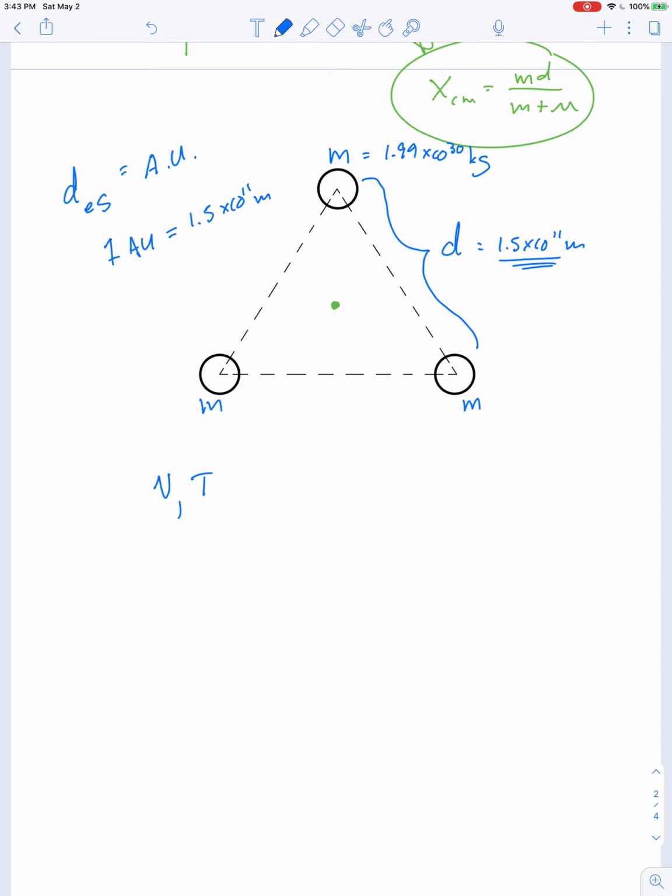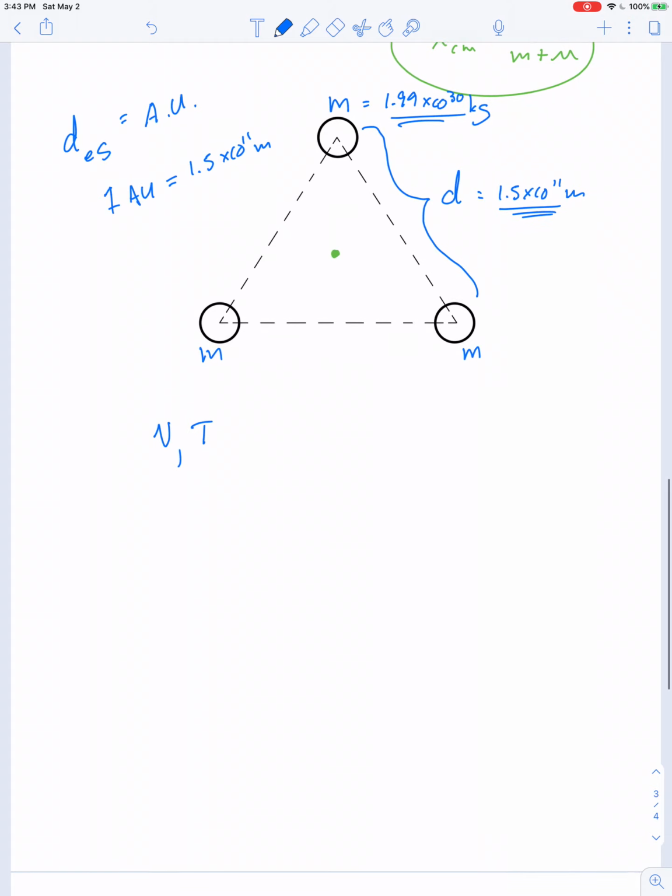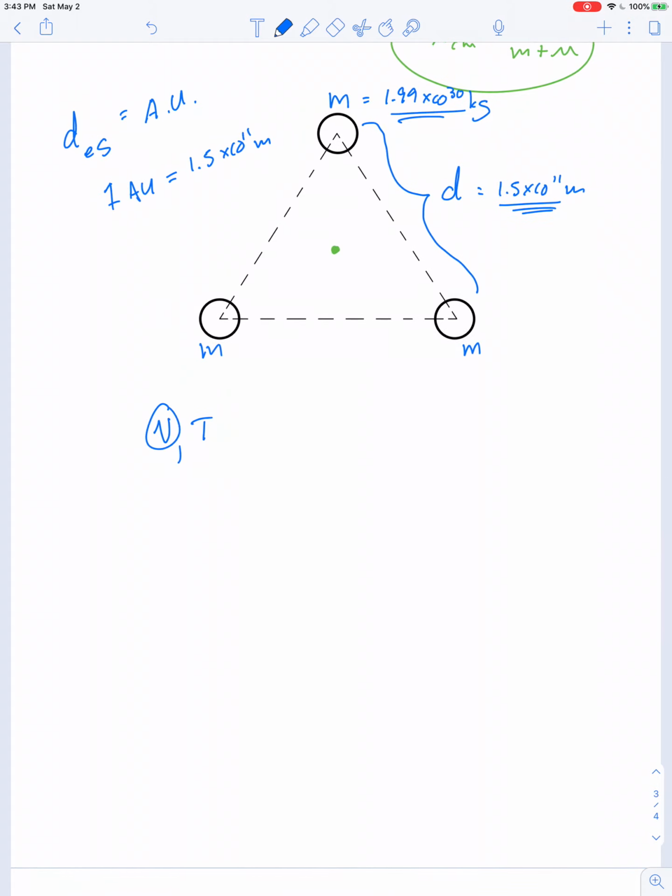Maybe we'll wait until the very end to plug in numerical values. So for now, let's see if we can derive just an algebraic expression that'll predict the velocity of orbit. So these 3 stars are going to move along a circular path.